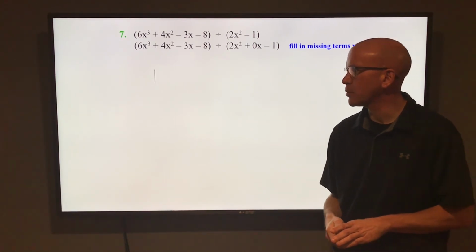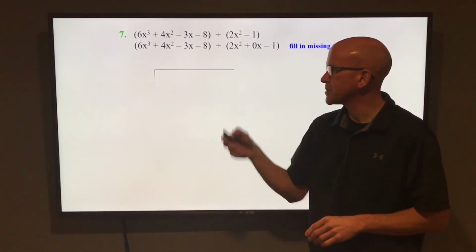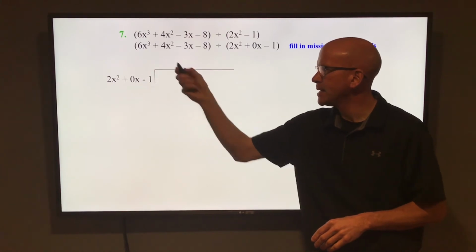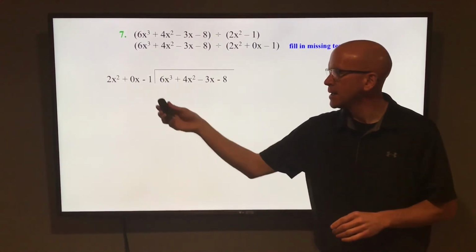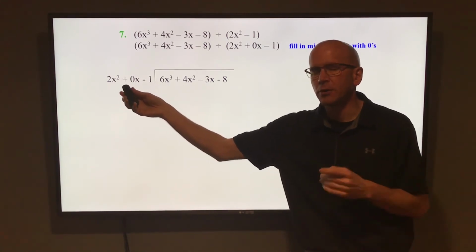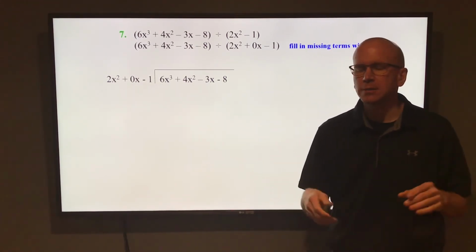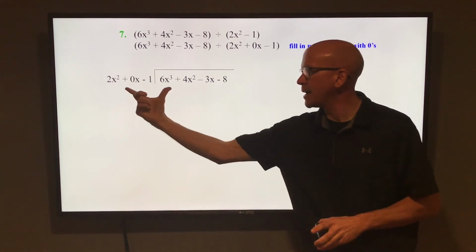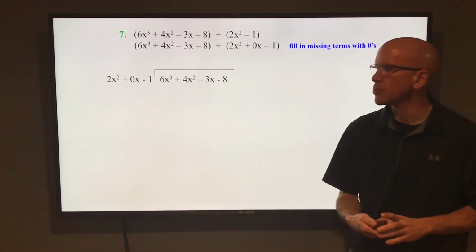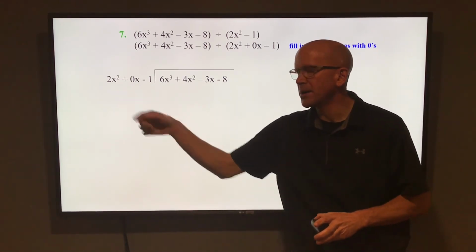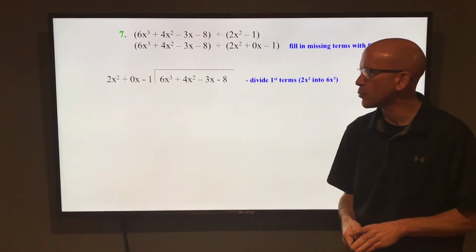Now you can set that up with long division. Put the 2x squared plus 0x minus 1 on the outside, and the 6x to the third plus 4x squared minus 3x minus 8 on the inside. Yes, we are now dividing by 3 terms instead of just 2, but you treat it the same way. You start by just dividing the first terms. You're dividing 6x to the third by 2x squared. That is going to be 3x.